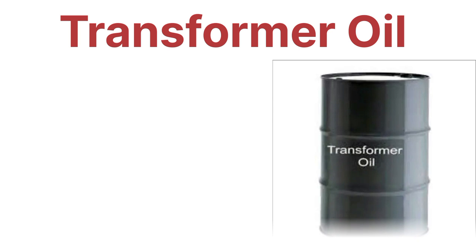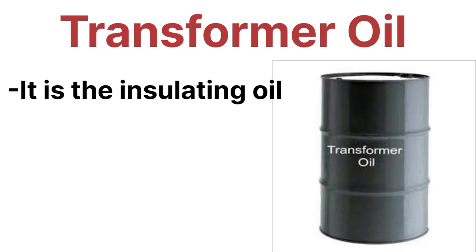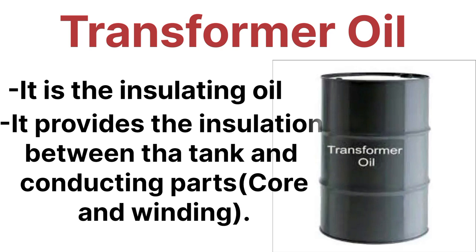So now let's talk about the transformer oil. What is a transformer oil and why are we using the transformer oil actually? Transformer oil, sometimes we call it insulating oil. Why? Because it is generally used as an insulator. It provides the insulation between the tank of the transformer and also between the winding or core of the transformer. It generally separates both things. So it is generally used as an insulator between the transformer tank and the winding of the transformer.